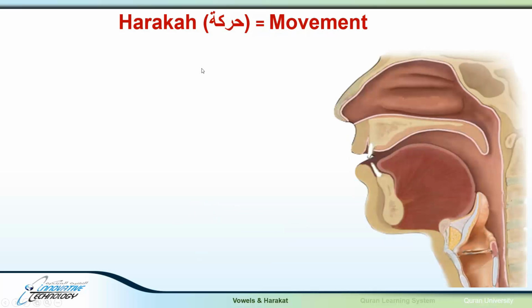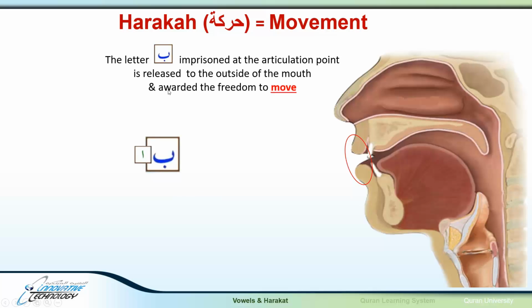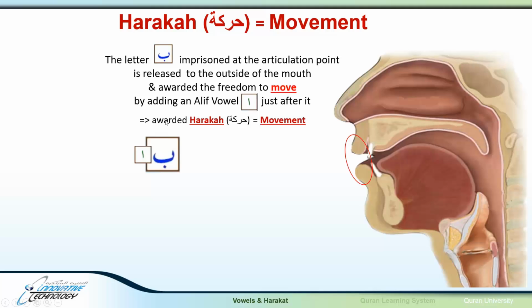On the contrary of sukoon, there is the haraka, the movement. If we take that letter imprisoned at the lips at the articulation point and add to it a vowel, an a, after the ba, so it becomes ba, the ba would be mobile. It will have motion. It would be released to the outside of the mouth and be awarded the freedom to move by adding the alif vowel just after it. So it is said to be awarded the haraka, which is movement or ability to move.